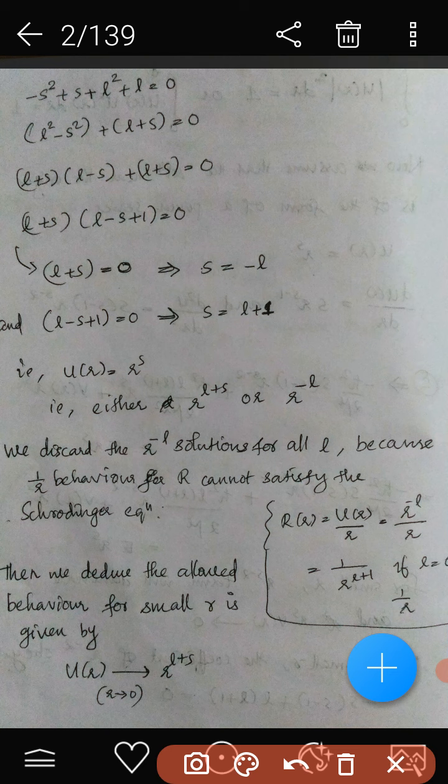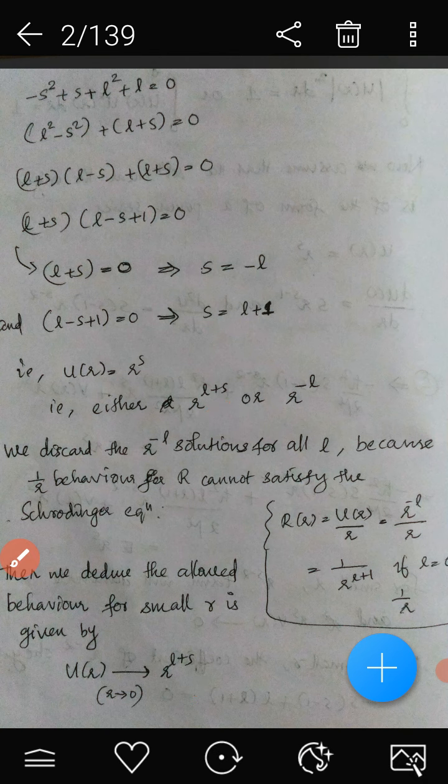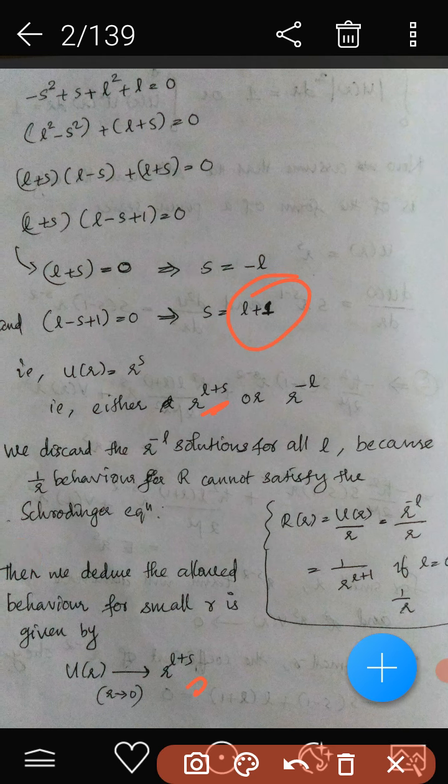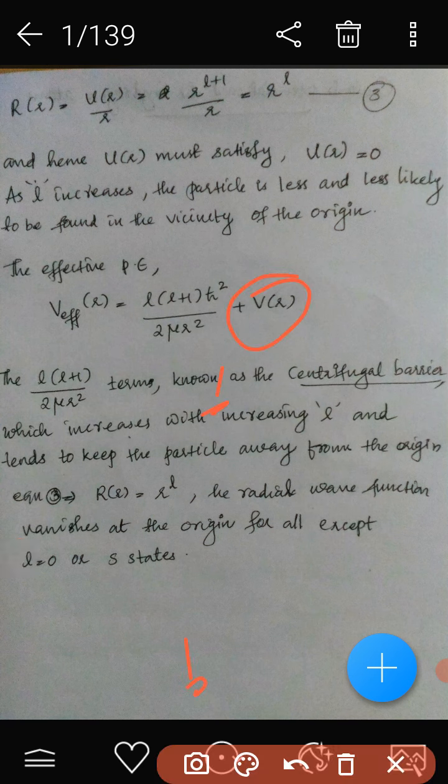Sorry, here s is equal to L plus 1, so here also s is equal to L plus 1. Then R is equal to u of r by r, so r to the power L plus 1 by r is equal to r to the power L. And hence u of r must satisfy the condition that u(0) is equal to 0.